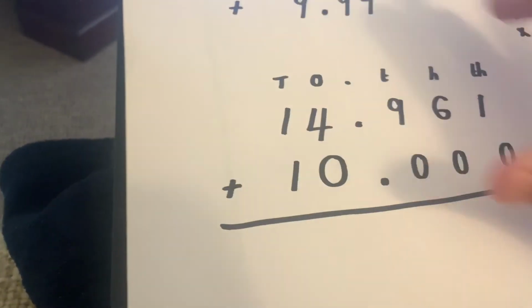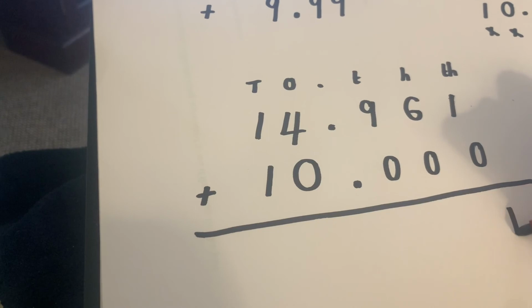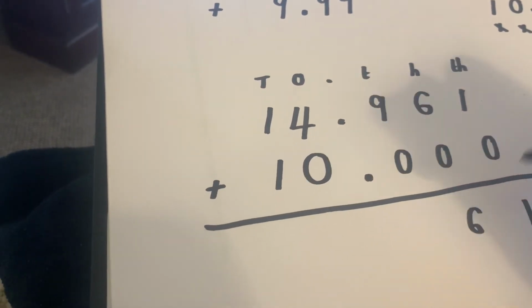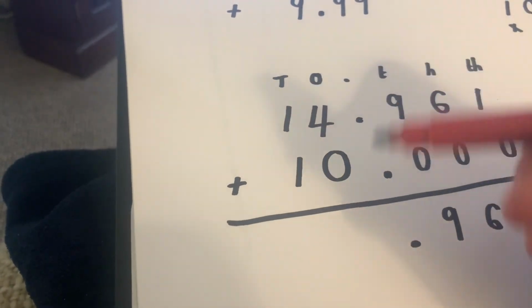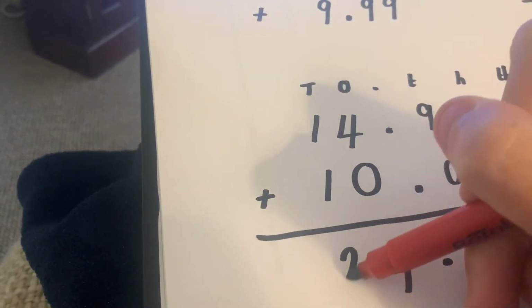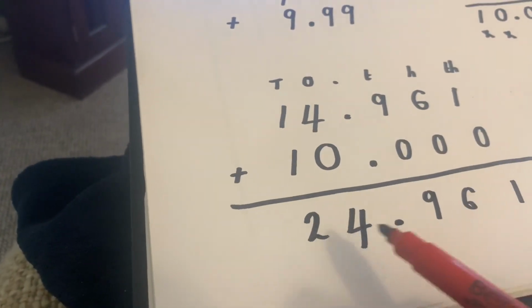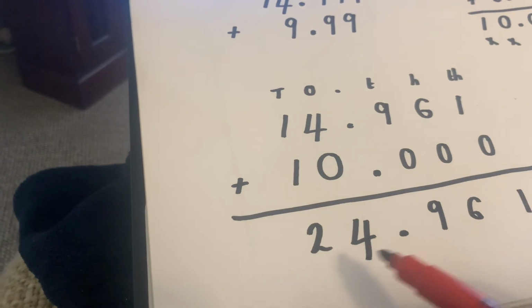You don't even need to do this. You can work it out mentally. But 1 add 0 is 1. 6 add 0 is 6. 9 add 0 is 9. Add in our decimal point. 4 add 0 is 4. And 1 add 1 is 2. So we've only actually had to work out this tens column here. Everything else has stayed the same.